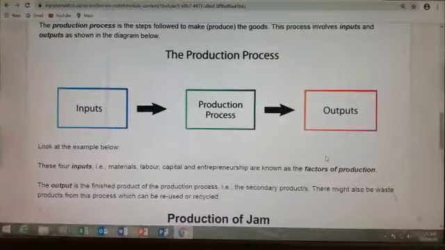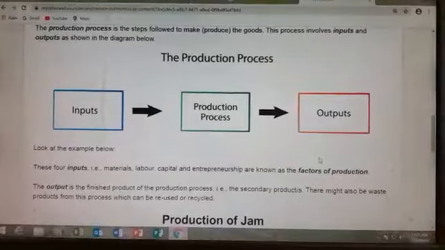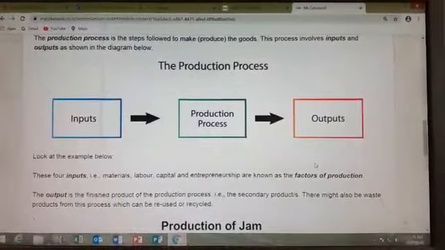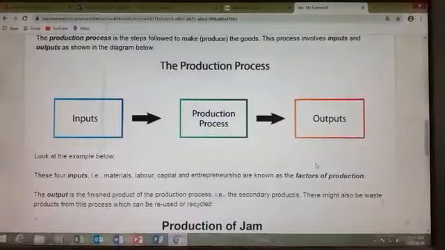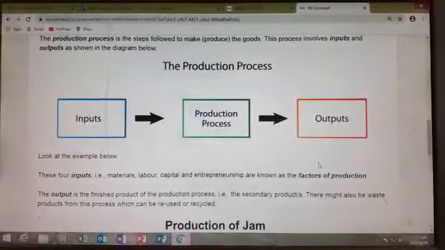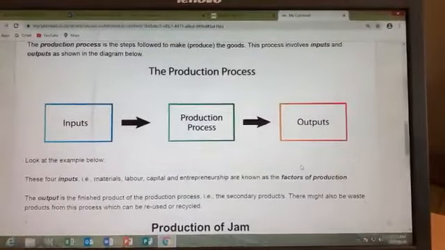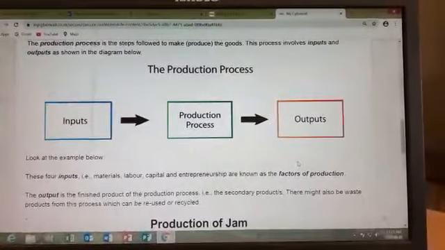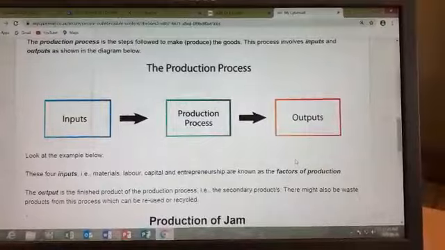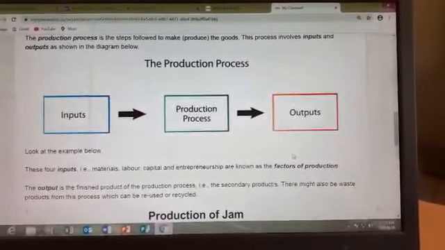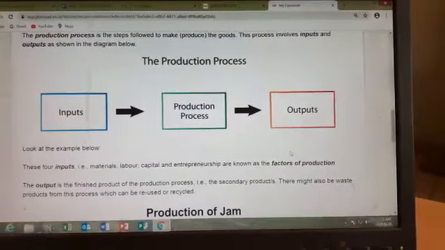So basically, the production process is the steps followed to make or produce goods. This process involves inputs and outputs, as shown in the diagram below. So your inputs would be the materials, the labor, capital, which is money, and entrepreneurship. Okay, so these are all the things that you would put into your business.